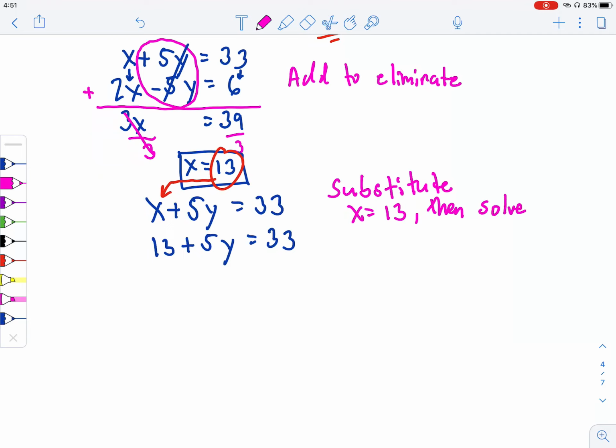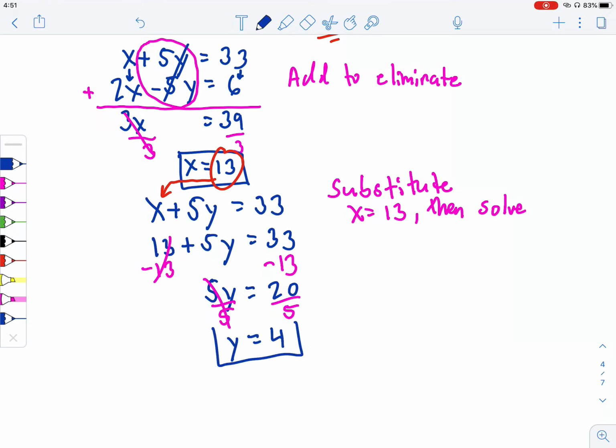Right, then solve. So we're going to subtract 13 from both sides. We get 5y equals 33 minus 13, which is 20. Divide by what's attached to your variable, 5. Y equals 4. So we know x equals 13, y equals 4.